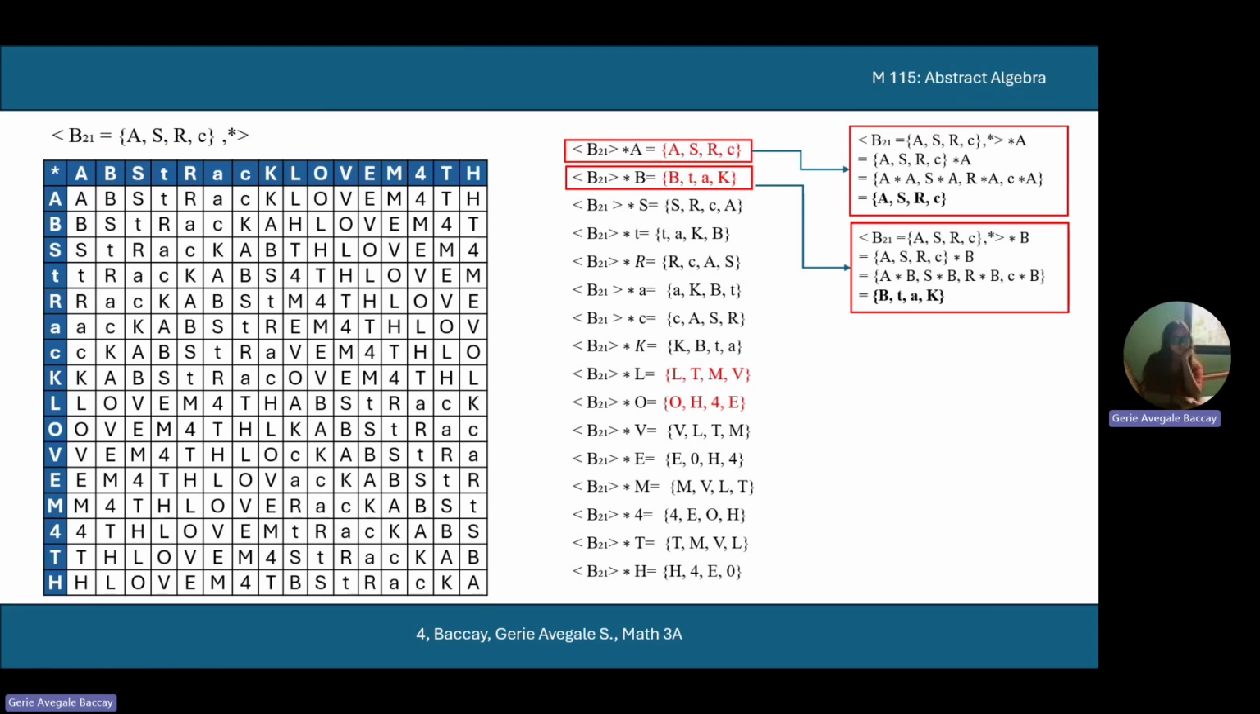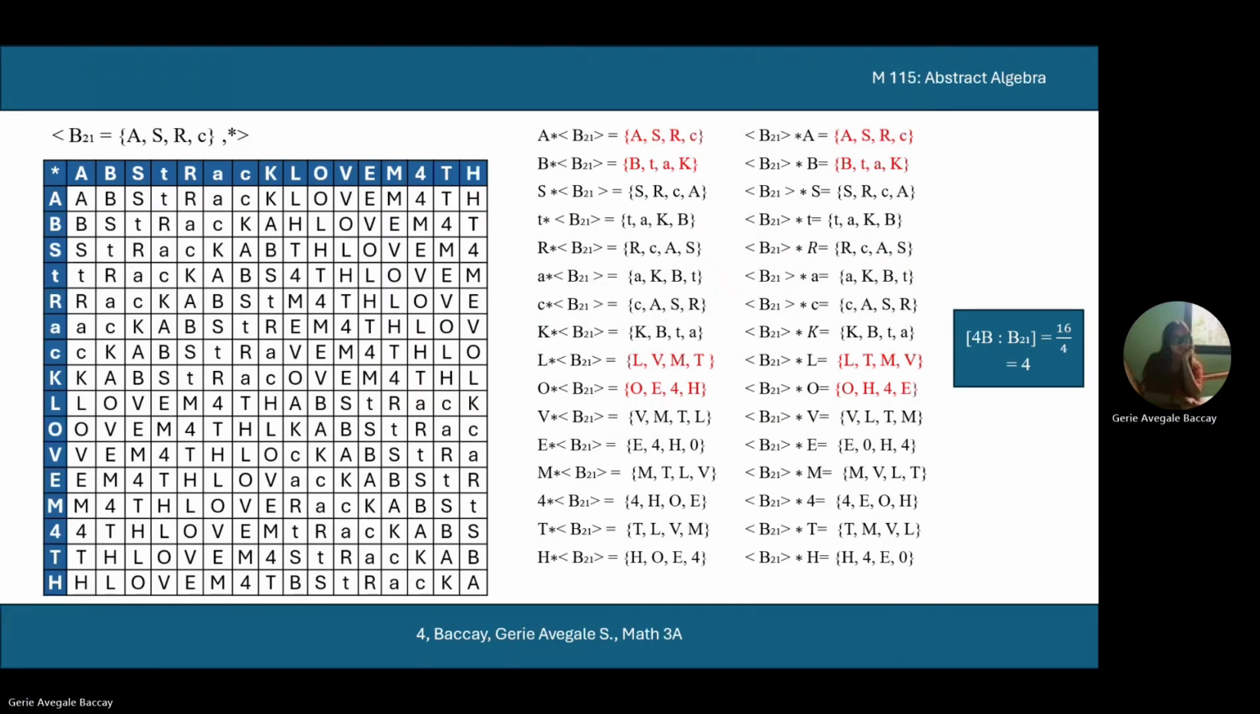And to know if this B sub 21 is a normal subgroup, the left cosets must match the corresponding right cosets. And as we can see, the left cosets match the right cosets. That's why B sub 21 is a normal subgroup.